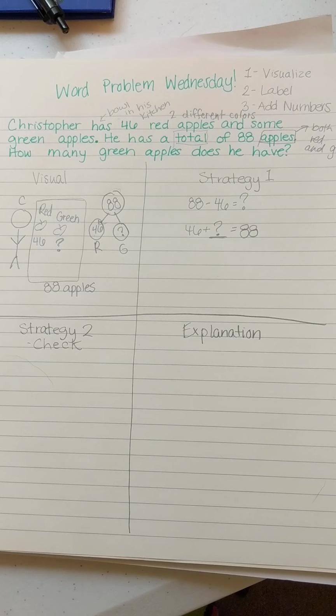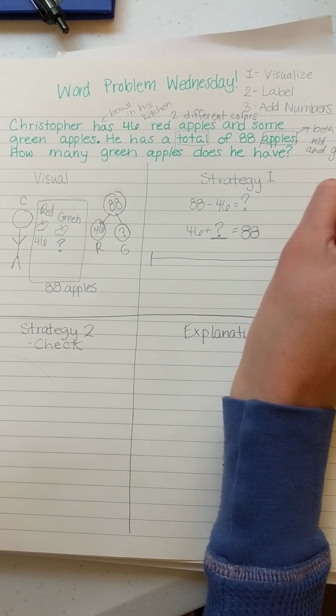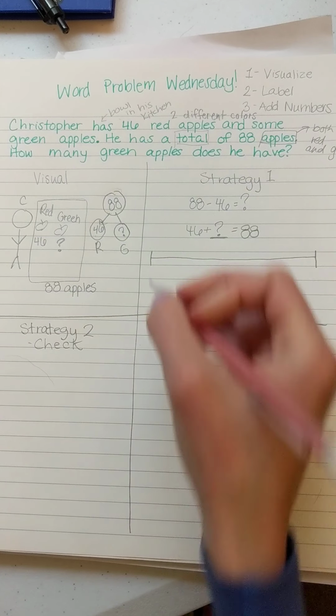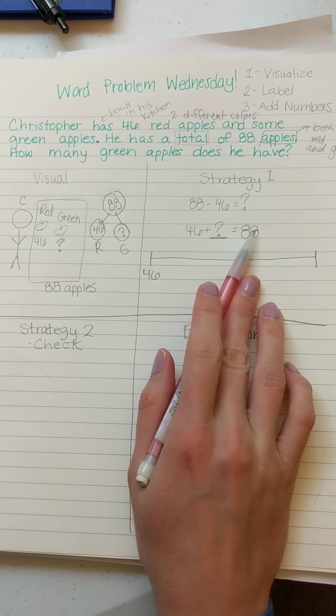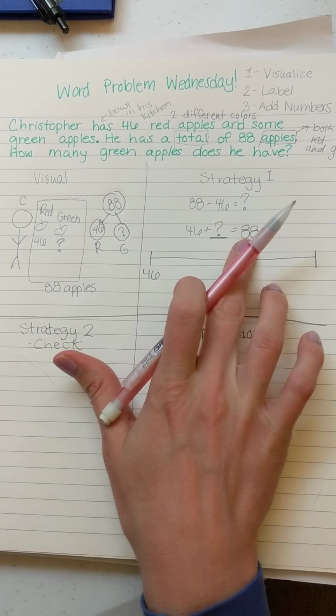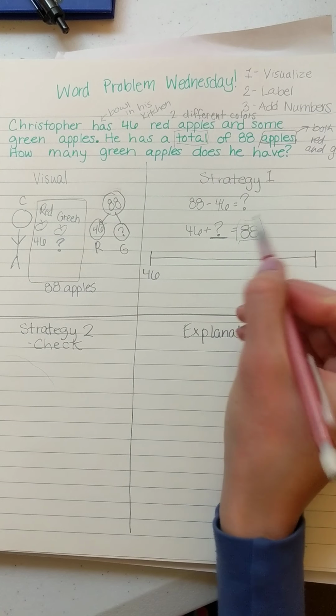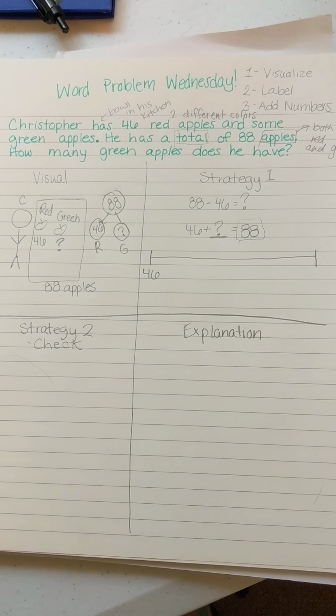That's why we talked today about the number line strategy. Okay, so I'm going to stretch a number line down here, and I'm going to start at 46 and see how many it takes me to get all the way to 88. I'm not going to draw my ending number, but I know that I need to get to 88.